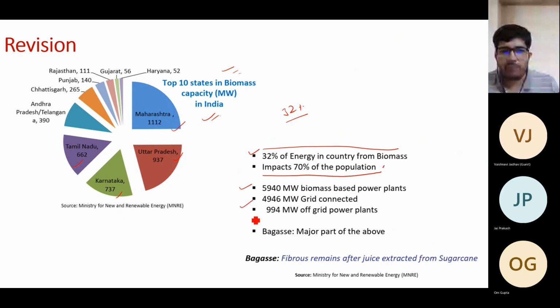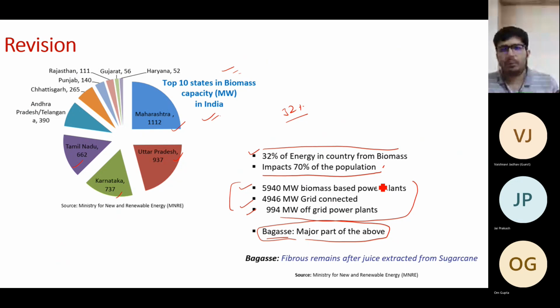4,946 megawatt grid connected and 9,994 megawatt of grid power plants. So these are the data by the MNRE. Bagasse is also a major part of the above. So actually bagasse is a major part in these biomass based power plants. Okay, what is a bagasse?